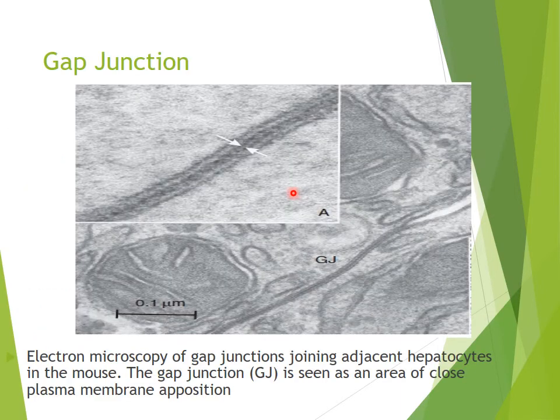Now this is an electron micrograph showing you the gap junctions where two hepatocytes are in close proximity. You can see the gap junctions in this area, where the plasma membrane is in close apposition with each other.